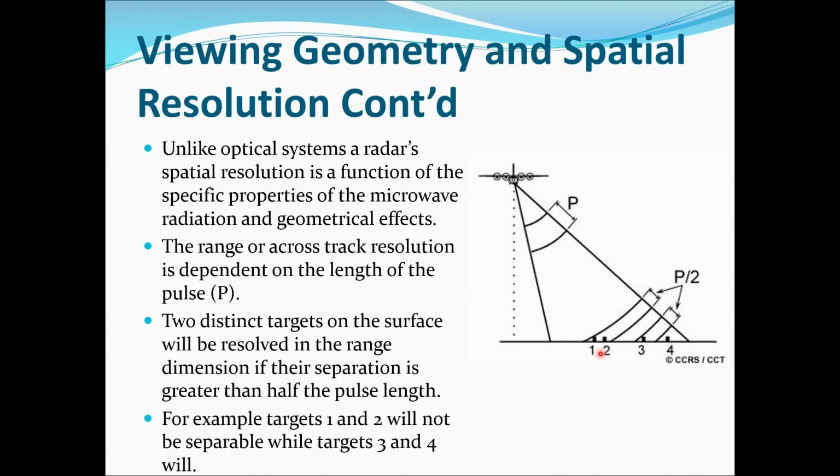That means that if me and your friend are standing less than 15 centimeters apart, we are going to be seen as one human being. But if our separation distance is more than 15 centimeters, we are going to be seen as two different people. So that's what is called across track resolution. We don't talk about it as unique because it's not in optical.